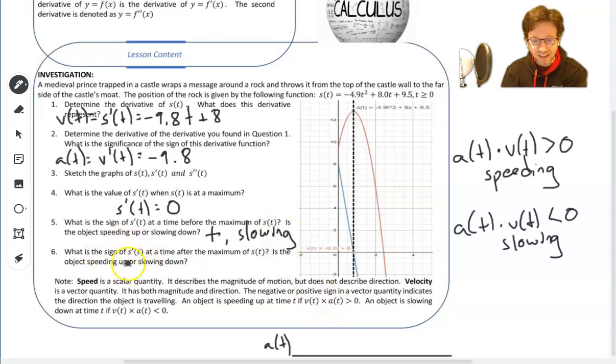All right, well, what's the sign of that first derivative, or the velocity after the maximum? So at this point, well, it's right down here. So it's a negative. So is it speeding up or slowing down? Well, if it's negative and acceleration is negative, 2 negatives gives you a positive. So it's greater than 0. So we're speeding up.